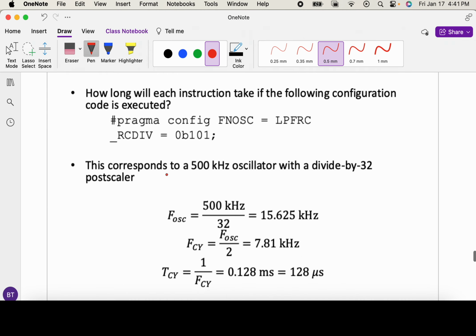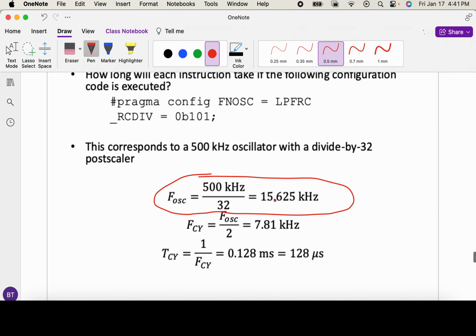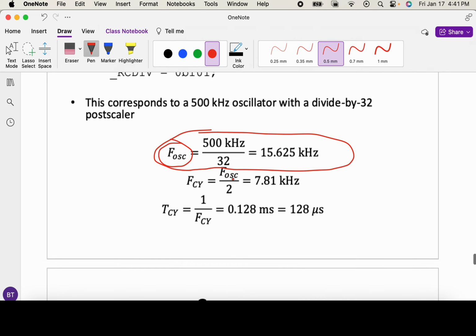So that's what we just did here. Our oscillator speed divided by 500 kilohertz divided by 32 gives us 15.625 kilohertz. And then our clock speed is always half of the oscillator speed. So our clock speed is half of 15.625 kilohertz, which is 7.81 kilohertz.